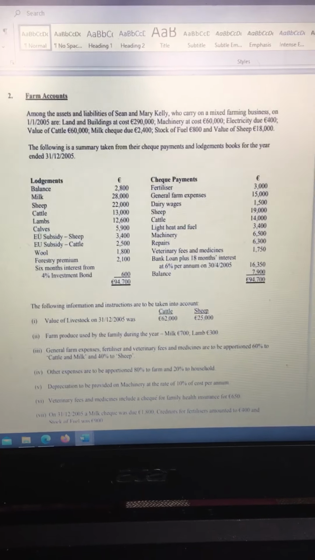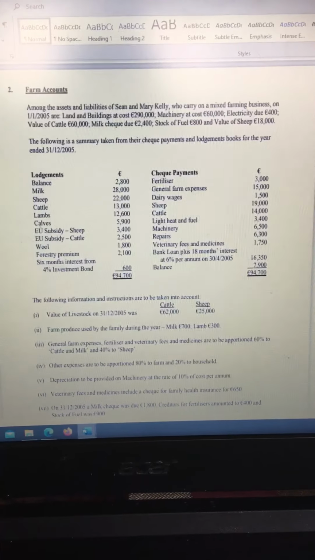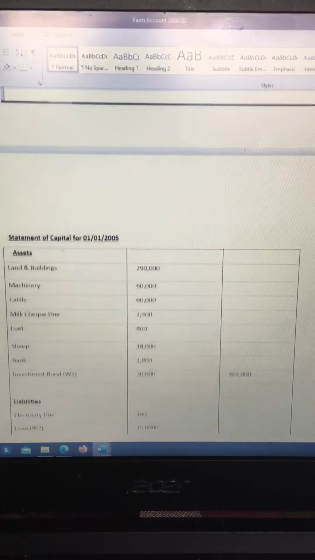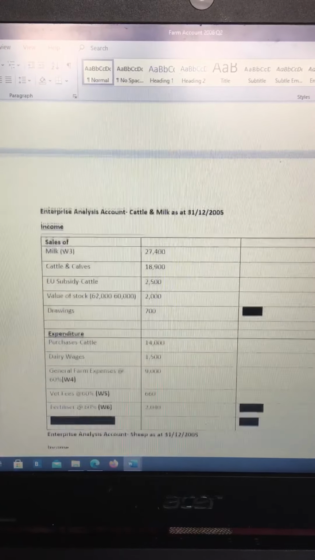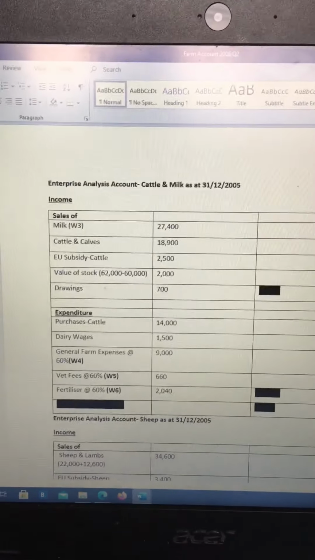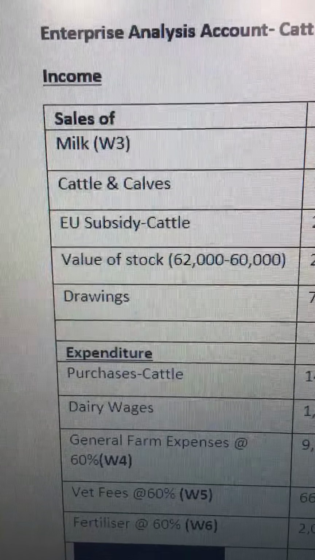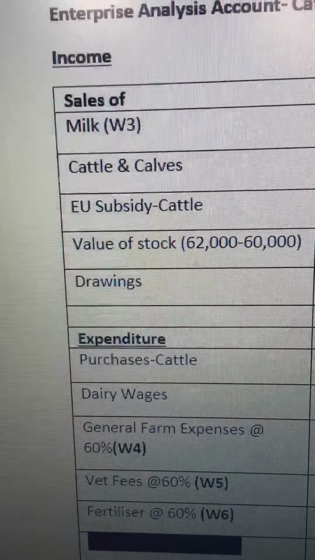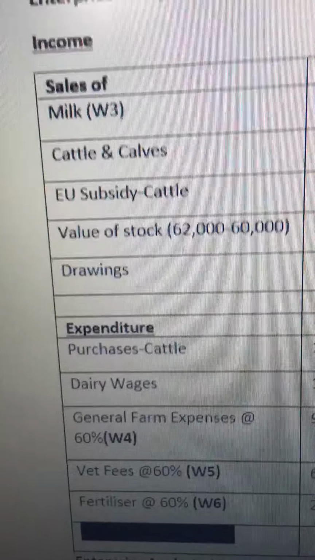So we need to do two separate accounts for this question in relation to the enterprise analysis account. We also said the enterprise analysis account is an income and expenditure account relating to a specific activity. Okay, so I'll just scroll down here and I'll show you the layout for the enterprise analysis account. The one here that I'll show you first of all relates to cattle and milk. So what we do first of all is we have the income, we have the sale of milk, which is a working, which I'll go through with you. We have cattle and calves. There's an EU subsidy for cattle, the value of stock, and drawings.